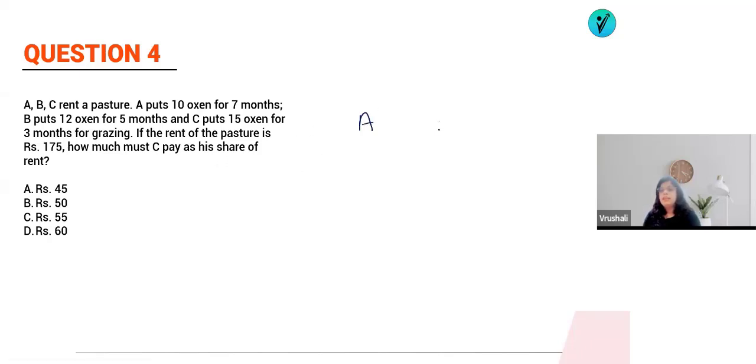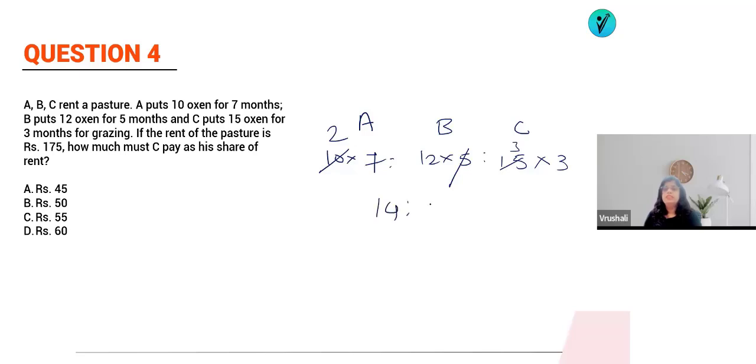So as I know, A is to B is to C. A is 10 for 7 months. B is 12 oxen for 5 months. And C is 15 oxen for 3 months. So can you cancel out by any number? 5 2s are 10, 5 1s are 5, 5 3s are 15. 7 2s are 14. It's 14 to 12 to 9. So they have asked you C's share. So C's share will be 9 out of, what will it be? 14 plus 12 will be 26. 26 plus 9 is 35.